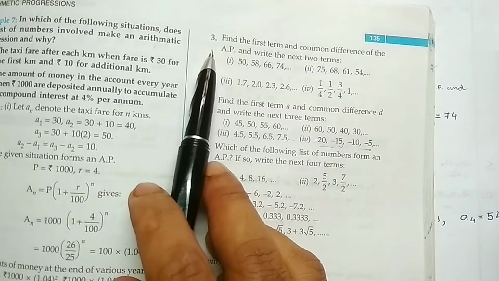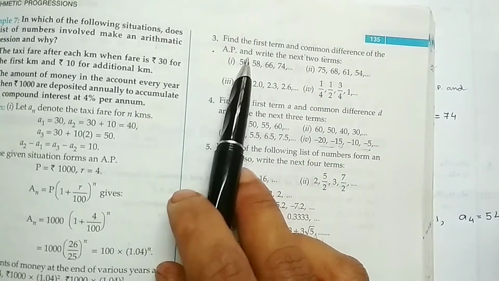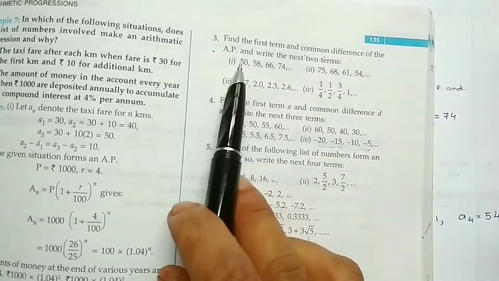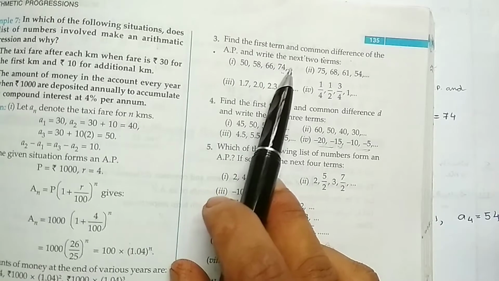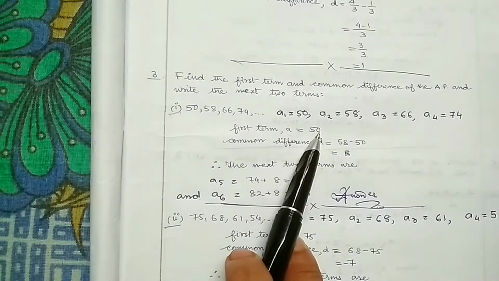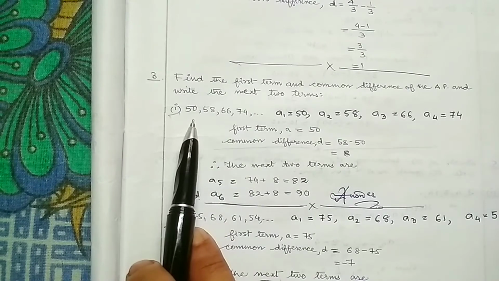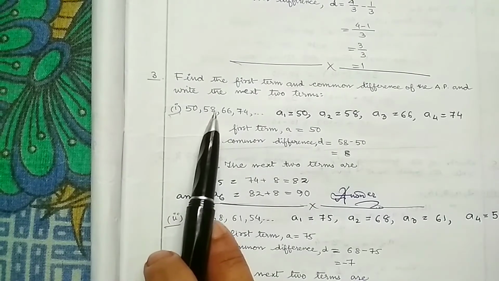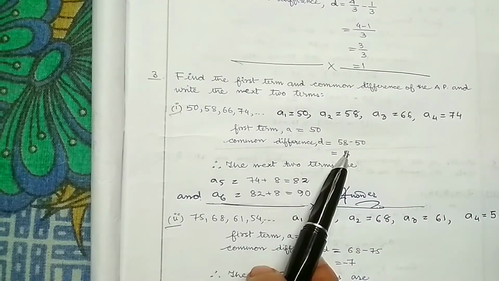In question number 3, the question is to find the first term and common difference of the AP and write the next two terms. So here the first term, second term, third term, fourth term are already given. We have to find the fifth term and sixth term. Here first term is 50, so A is 50. How to find common difference? We know second term minus first term will give the common difference. Here it is 58. 58 minus 50 will be 8. So first term and common difference we already got.